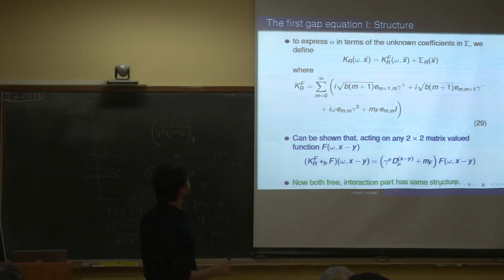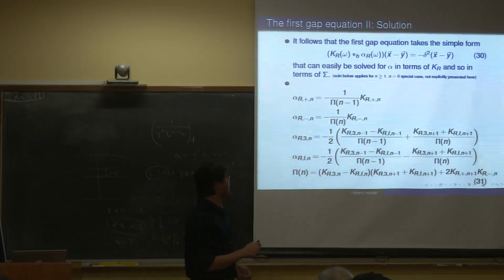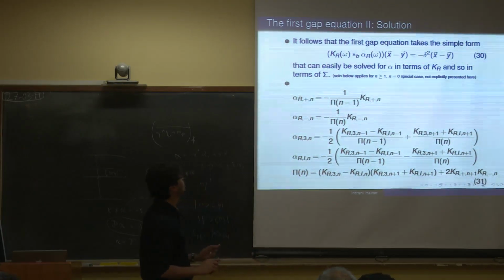So everything is written in terms of this variable. Here is the equation. K starred with alpha is an identity, therefore you can use the inverse of this star operation and write alpha in terms of K, which I am doing here. Alpha is written in terms of K. Now K is in particular the free part plus sigma. So I have replaced alpha in terms of sigma. This is the solution of the first equation.